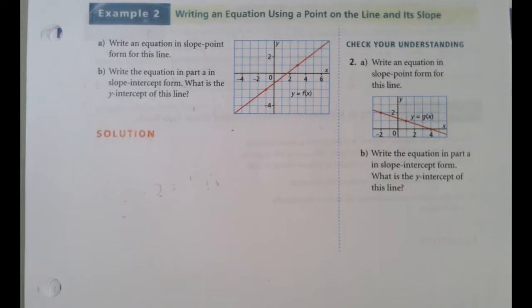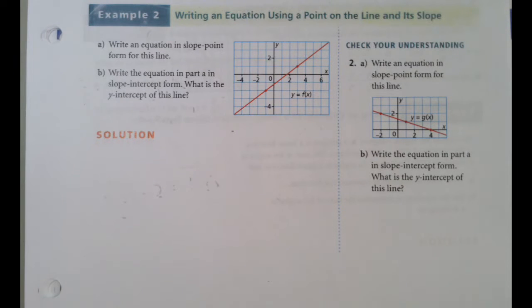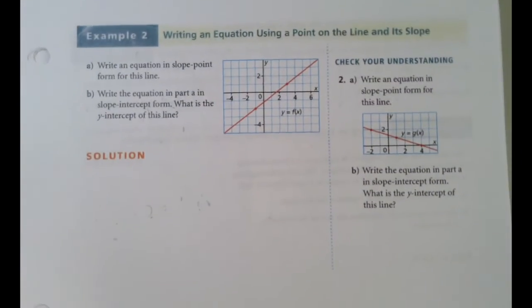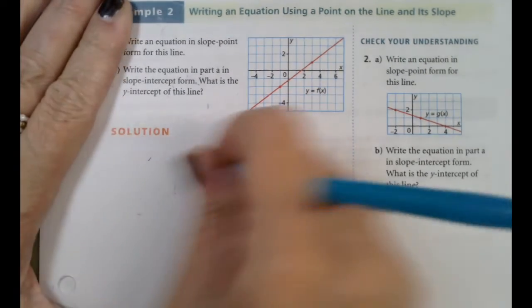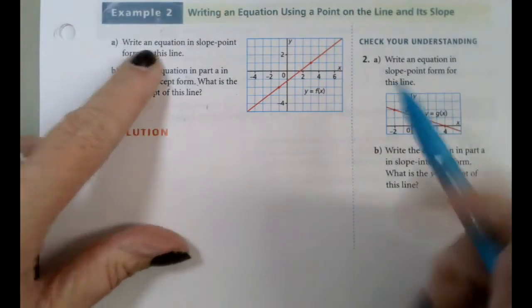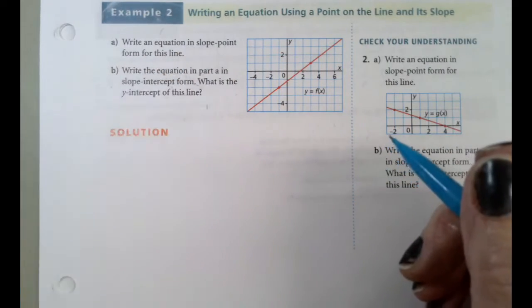Let's see what they ask us here. Now, this time they don't give us an equation, but they give us a graph. How is that any different? It gives us some more information. It says, write an equation in slope point form for this line. Then write the equation in part A in your slope intercept form. What is the y-intercept of this line?